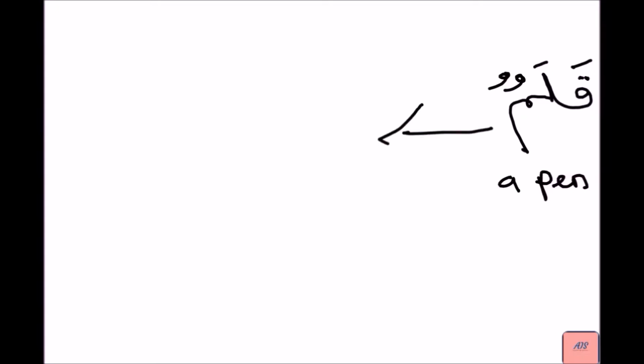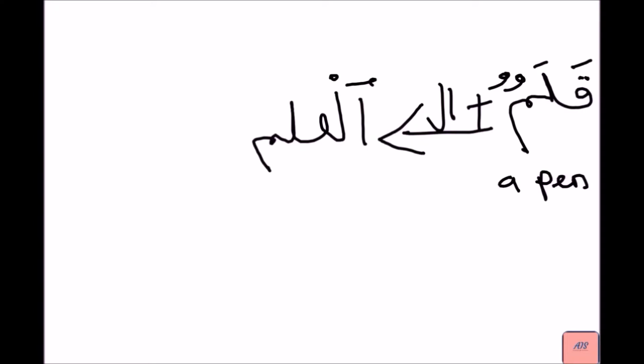In the Arabic language, an indefinite word such as qalamun, which means a pen, becomes definite when the definite article alif lam is added to it. That is, it becomes al-qalamu. Which means the pen.